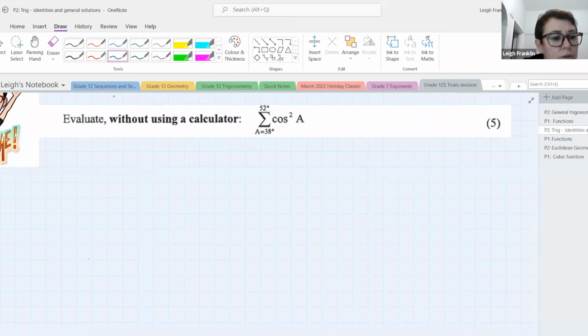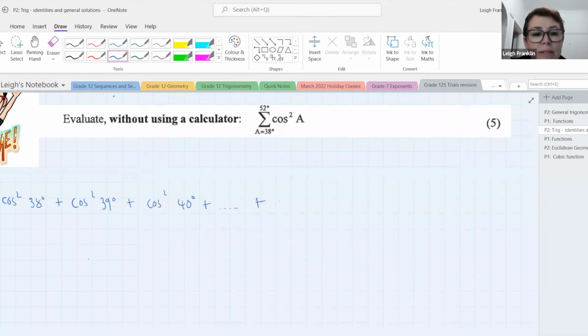So we've got our rule, cos squared A. So we've got cos squared, and in place of A, we've got 38 degrees. Then we're going to sub in the next number. That would give us cos squared 39 degrees plus cos squared 40. And so we would go on and on and on, and eventually we would end up at cos squared 50 plus cos squared 51 plus cos squared 52. And that's where our series ends.